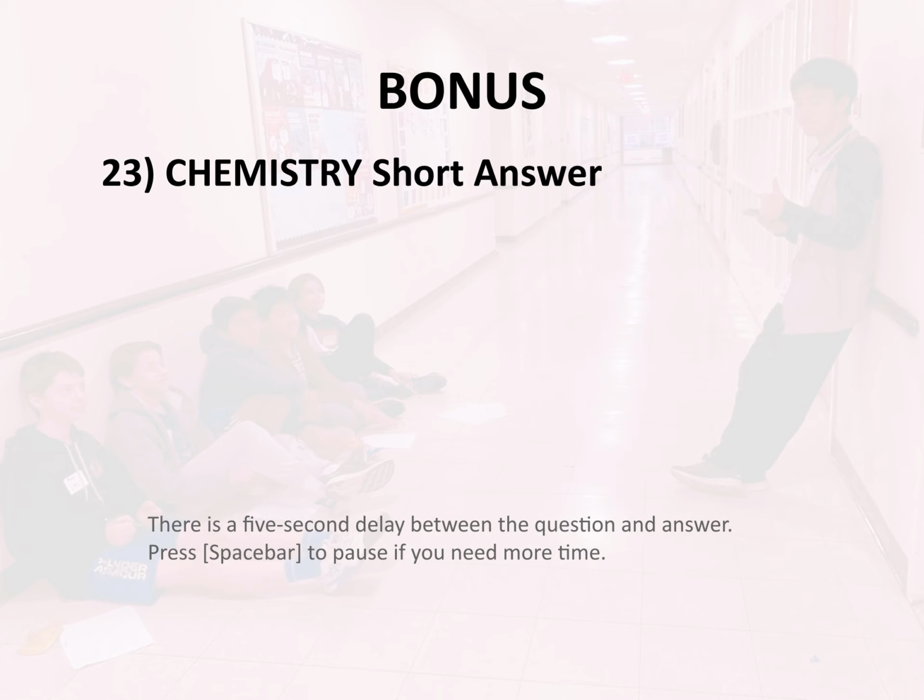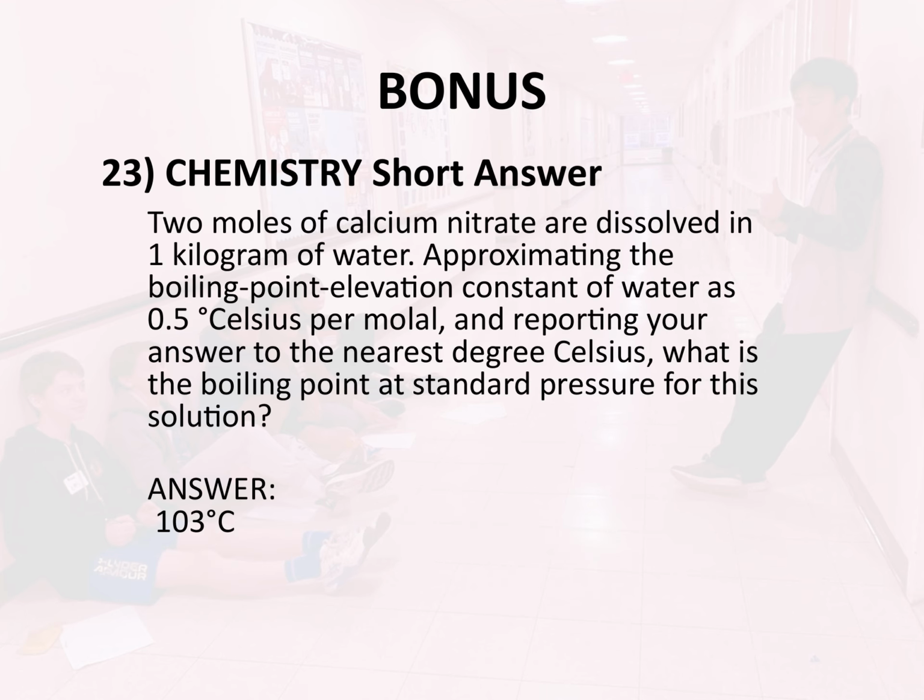Bonus 23. Chemistry. Short answer. 2 moles of calcium nitrate are dissolved in 1 kilogram of water. Approximating the boiling point elevation constant of water as 0.5 degrees Celsius per mole, and reporting your answer to the nearest degree Celsius, what is the boiling point at standard pressure for this solution? Answer: 103 degrees Celsius.